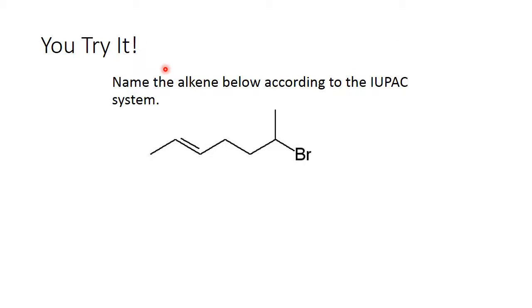Try to name this alkene. Okay, if I look at this, I will find the longest chain is what? 1, 2, 3, 4, 5, 6, 7. So it will be heptene. Where is the ene? On the number 2 carbon. Where is the bromo? 1, 2, 3, 4, 5, 6. So this is 6-bromo-2-heptene.